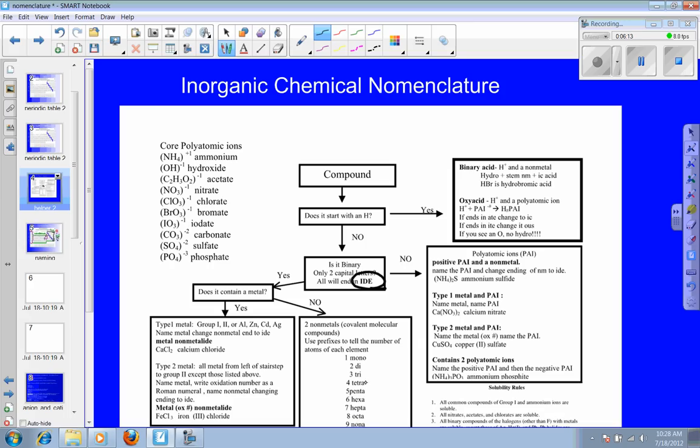People kind of mess up on 4, tetra. Think of the game Tetris. Octa, think of an octopus. It's got 8 legs. You just need to memorize these prefixes, and you need to know when to use them. Don't go prefix happy on me. You're not going to use prefixes if your first element, X, is a metal. You only use them if you're all nonmetals, covalently bonded compounds.